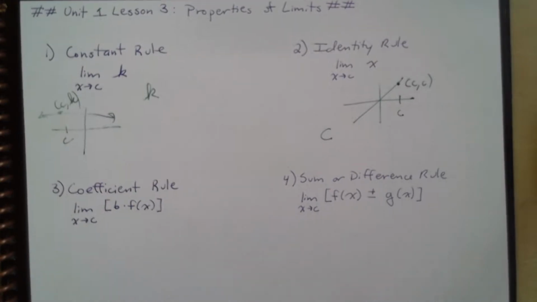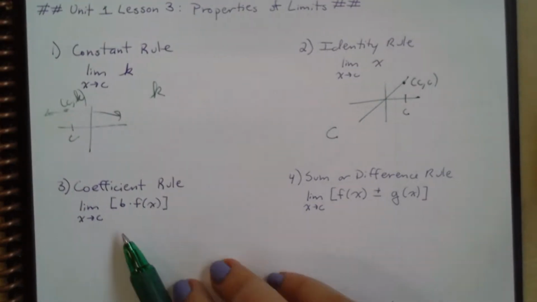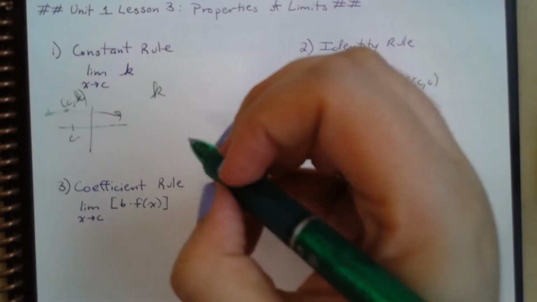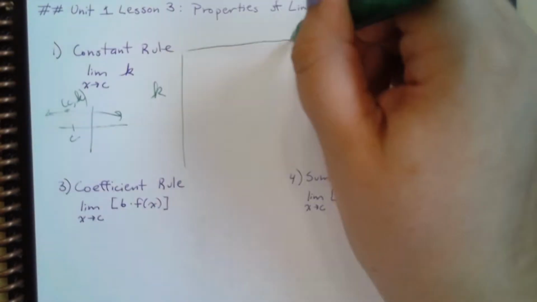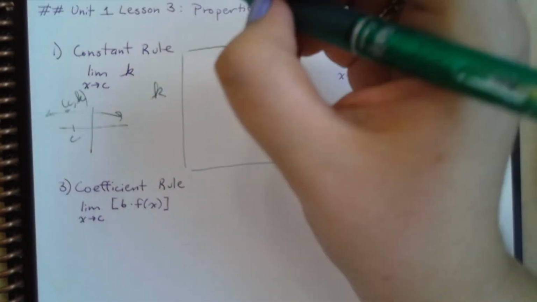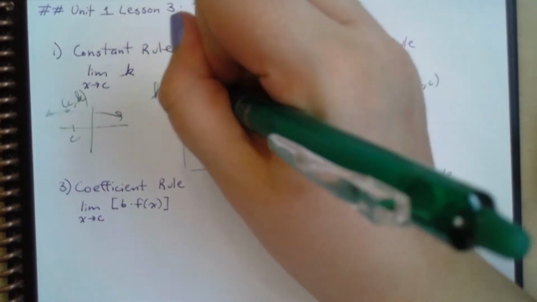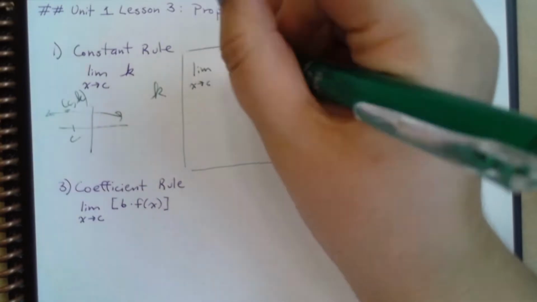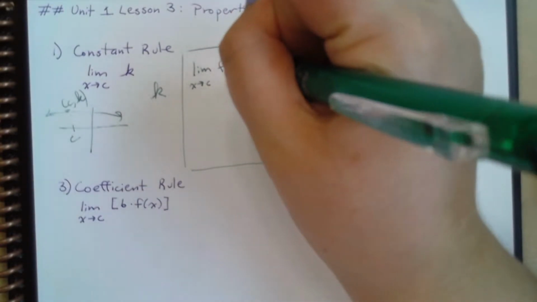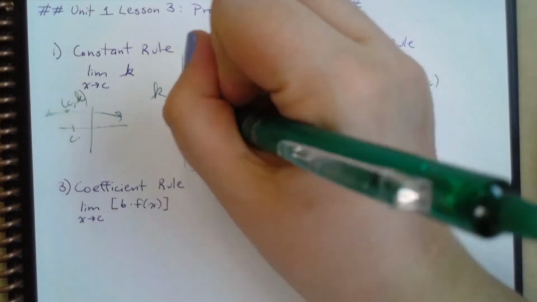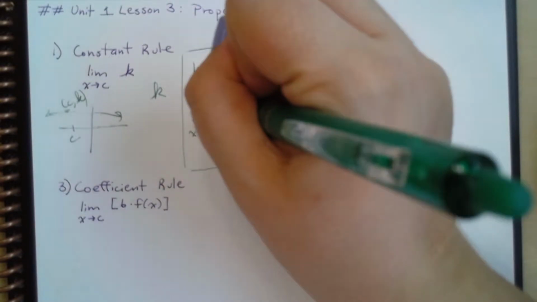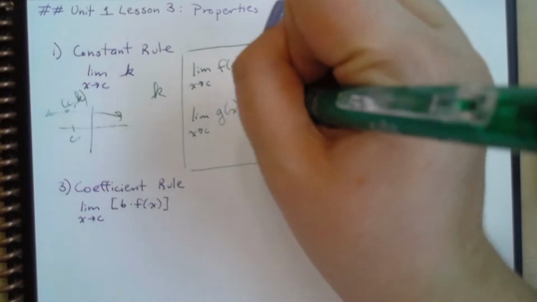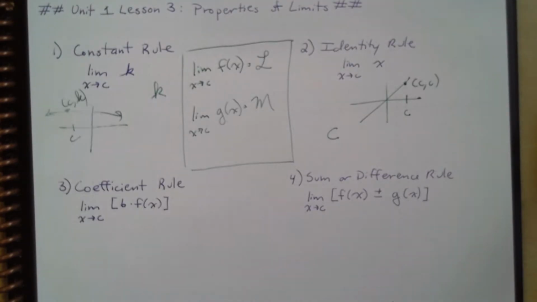I actually forgot to write something here before I dive into the coefficient rule. Let's just assume here, and I'll put it in this box, that the limit as x approaches c of f of x, I'm going to call L. And the limit as x approaches c of g of x, I'm going to call M. And that's really just mostly for notation's sake.